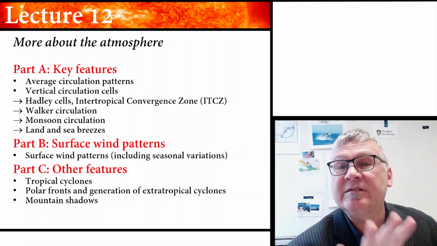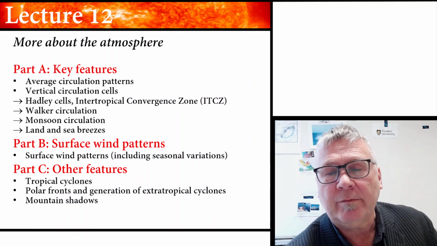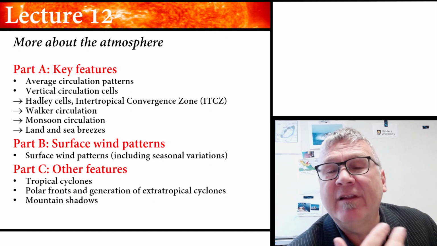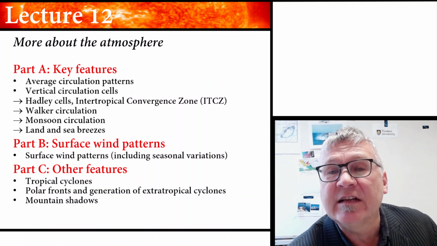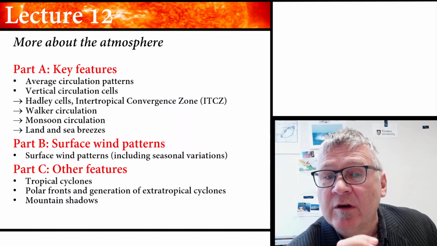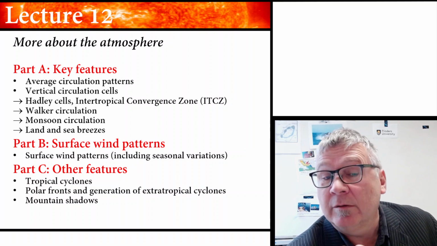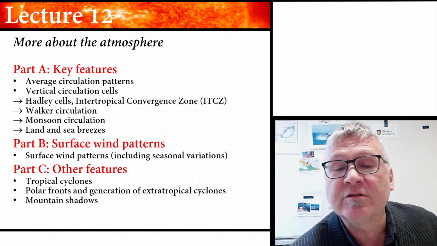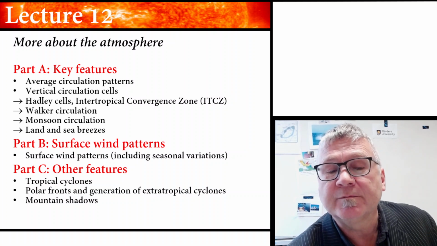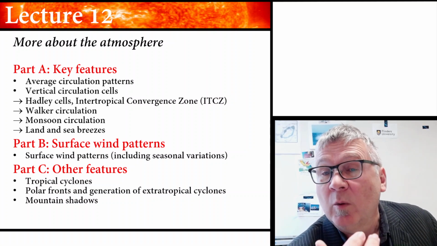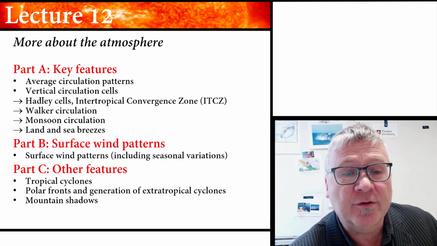So, this lecture has 3 parts. Part A talks about key features. We talk about the average circulation patterns in the atmosphere, and we talk about vertical circulation cells. And you will understand the significance of these vertical circulation cells. They include the Hadley cells, driven by the intertropical convergence zone, the Walker circulation, the monsoon circulation, and land and sea breezes. And they're all related with the formation of rain zones on Earth.